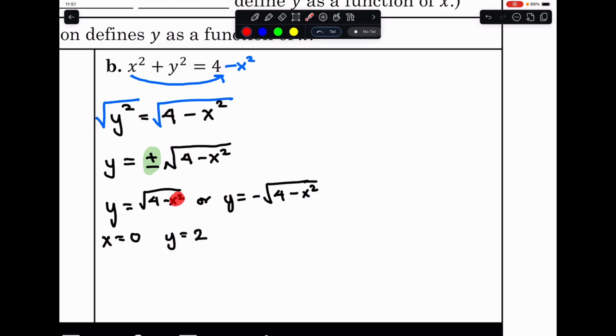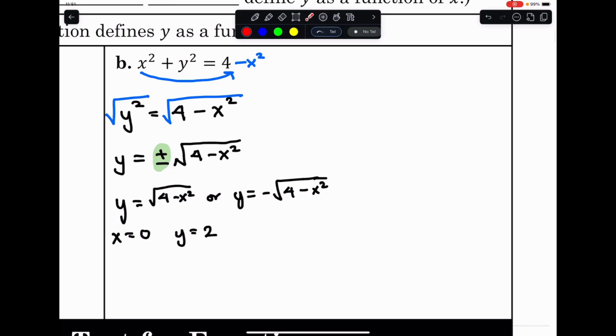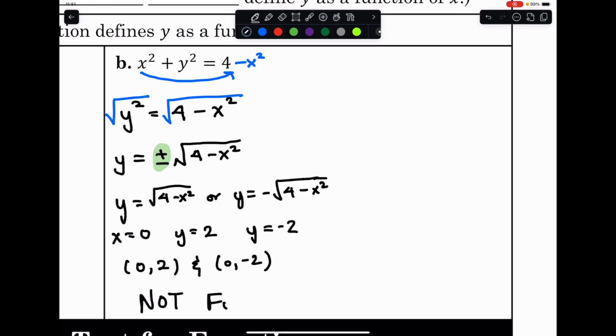Plug in 0 right there, that's 0. 4 minus 0 is going to be 4, and the square root of 4 equals 2. But if I plug in that same 0 into this equation right here on the right, I still get the square root of 4, but because of this negative sign there, I get that the value of y will end up equaling negative 2. So you see, 0 is paired up to positive 2, and 0 is paired up to negative 2. So this would not be a function.